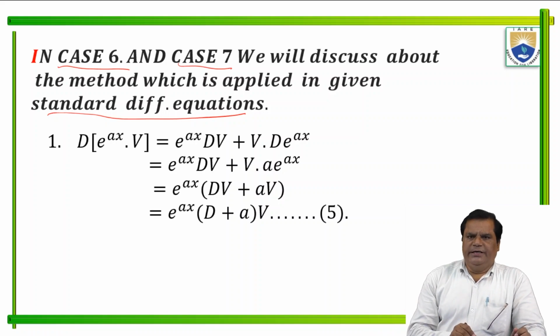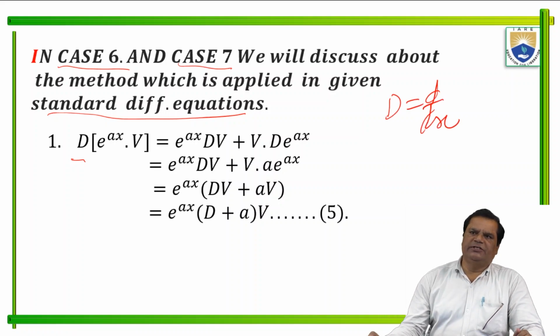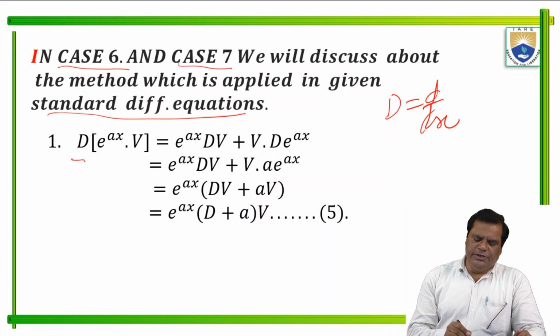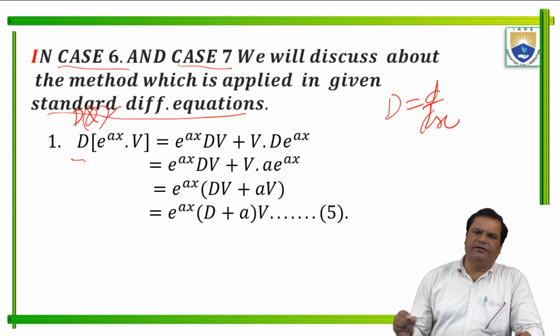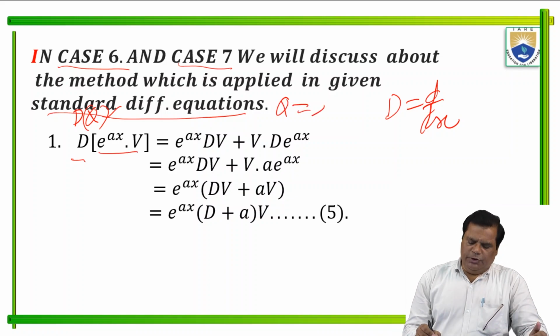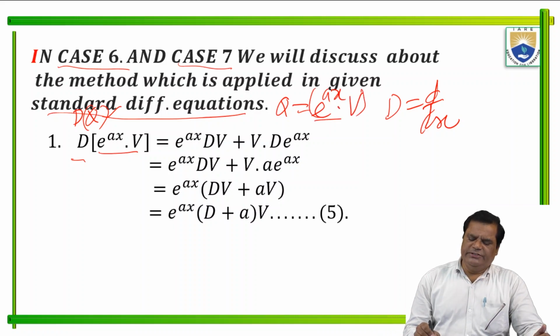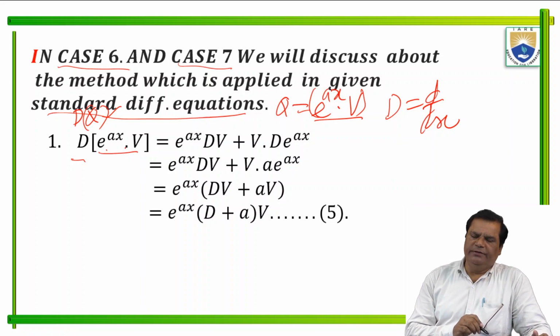Here D is the derivative, differentiation with respect to x. D means d/dx. So D of Q, where Q is the function, means the derivative of the function Q. Here Q is e^(ax) times V. So now we want to differentiate this function, the differentiation of e^(ax) V.